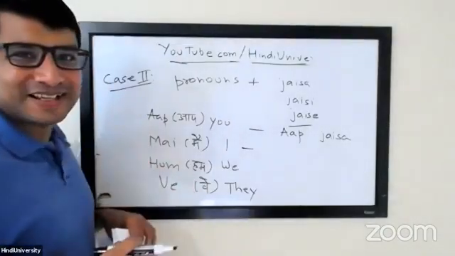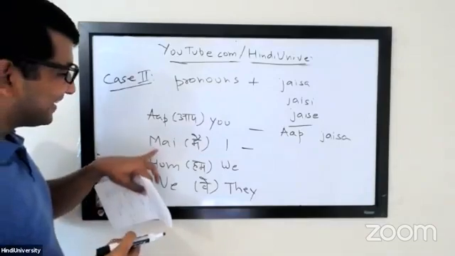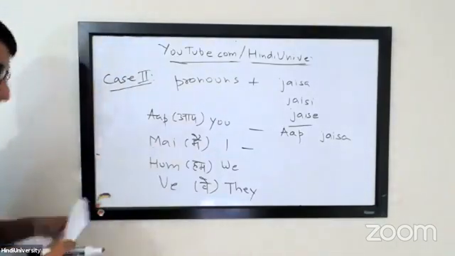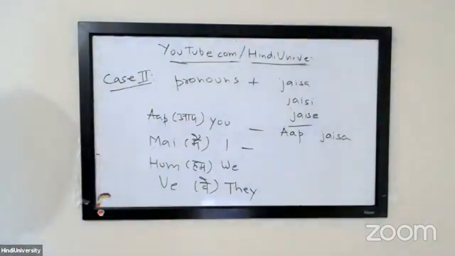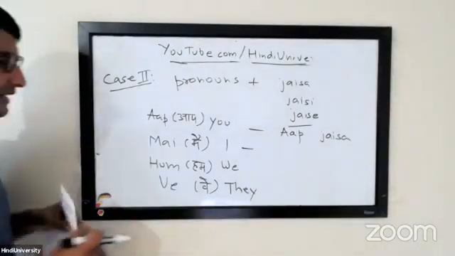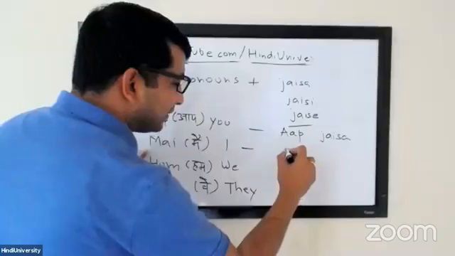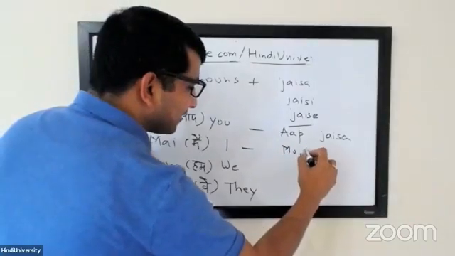Okay, I was thinking something way more difficult than that. Now this one: main plus jaisa. The oblique case of main becomes different. It'll be mujh jaisa. Okay. Mujh jaisa.